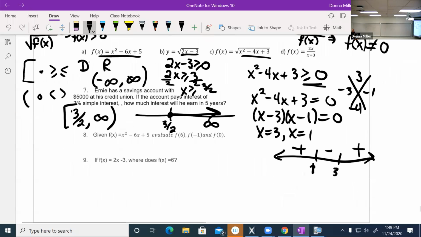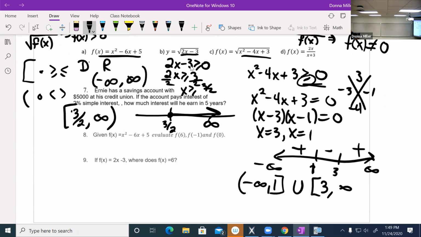So for it to be positive, I'm going to have two intervals, and it could be equal. So I'm going to go from negative infinity to 1, and because I've got the equal, I'm going to use a square bracket. And I'm going to go from 3 to infinity. That would be its domain.